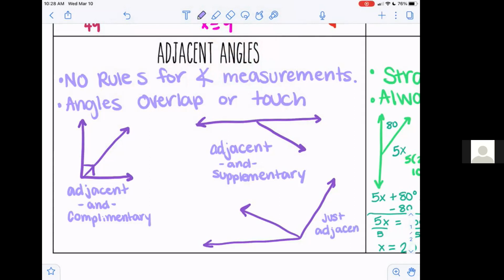And you'll notice here, I did not draw any vertical angles because vertical angles cannot be adjacent. They are separate, they are opposite. Because they are opposite, they cannot be adjacent.